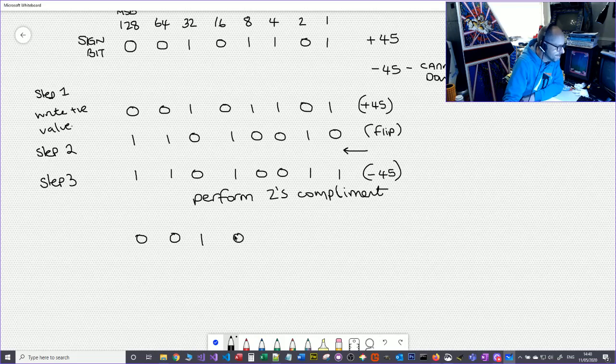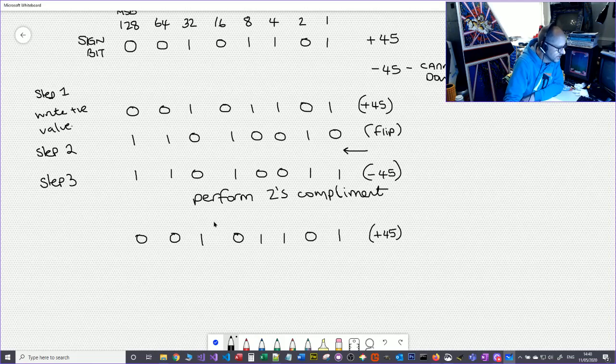Flip, flip, flip, flip. Right, that is the last one, so we leave that as it is, and then anything else we would just write down zeros. But obviously in this case, there is no more to the value. So what we are saying is, because we performed 2's complement on a negative value, that is now hopefully plus 45.